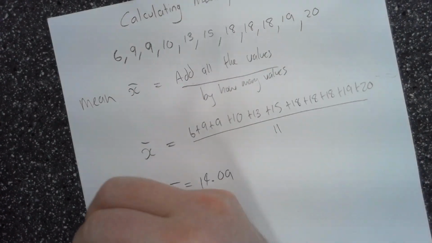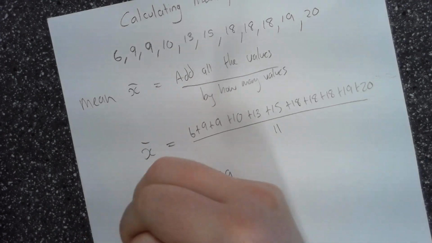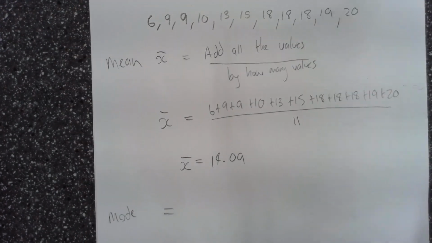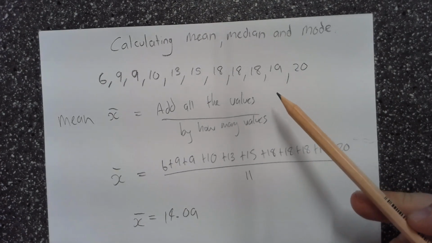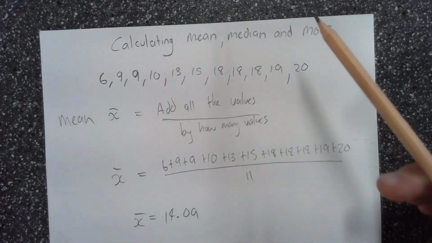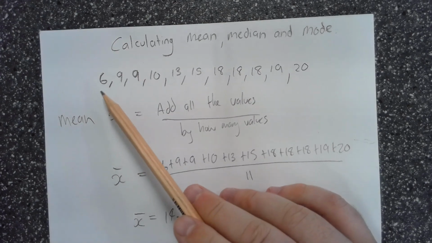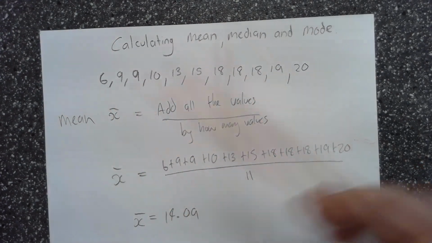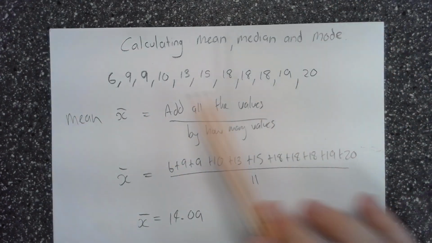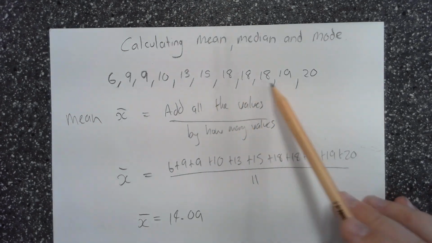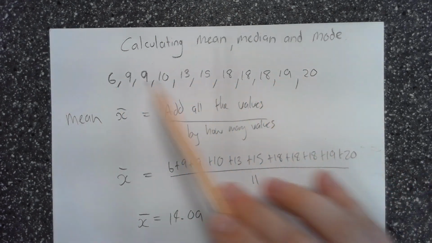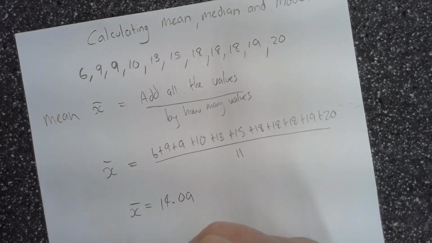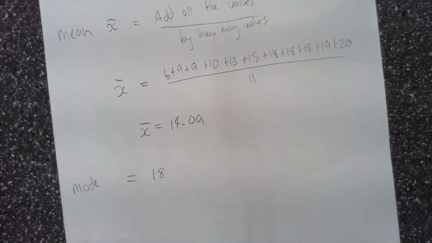Mode is much simpler. We don't have to do any calculations. We're looking at our numbers up here, just identifying which number appears more often than any other. We can see that there is only 1 6, so that can't be the most popular number. So we're going to go through and we can see there's a couple of 9s, but there's 3 18s. And because there's no other number that appears more than 3 times, our mode is simply 18. So that's all we write, 18.